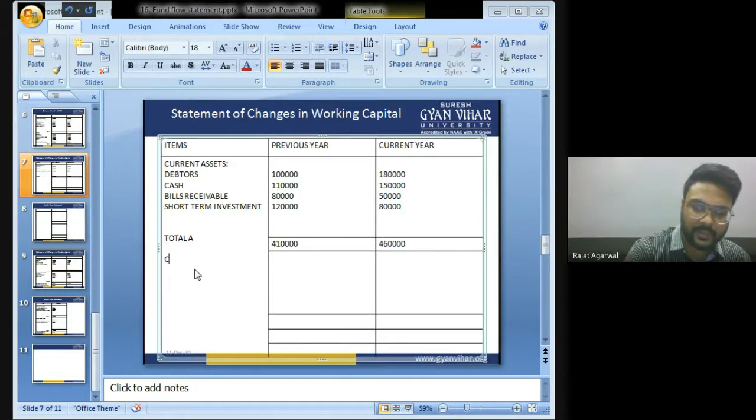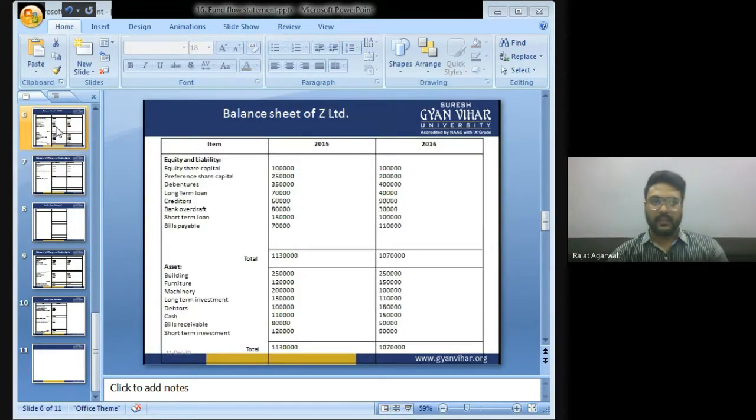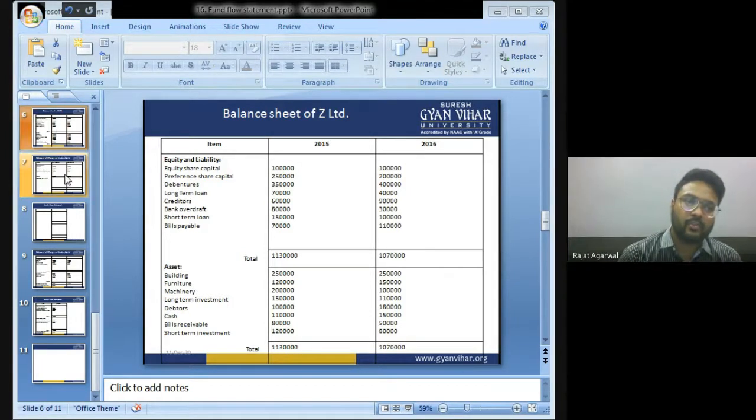Now current liabilities. Let's have a look. Now children, please look at the liability side. Is equity share capital a current liability? No, sir. Preferential capital? No, sir. Debenture? No, sir. Debenture is a non-current liability. Long-term loan is a non-current liability. Creditor? Creditor is a current liability. So let's write creditor here.